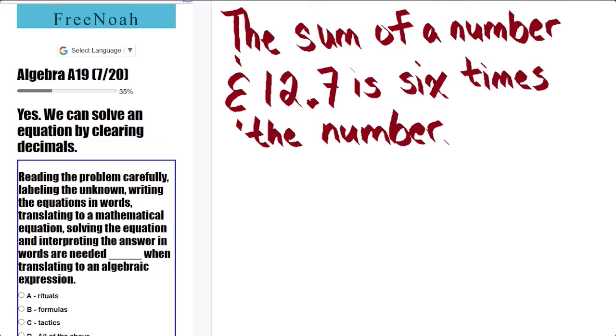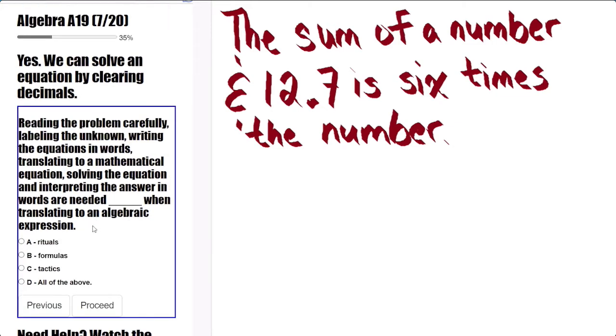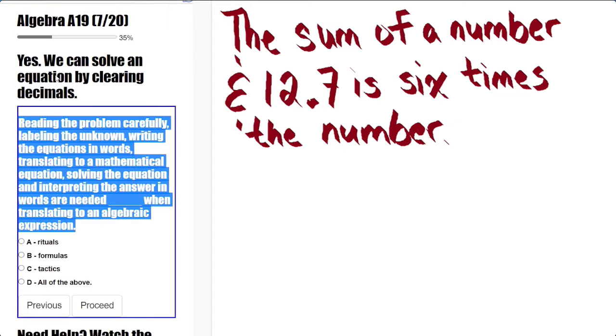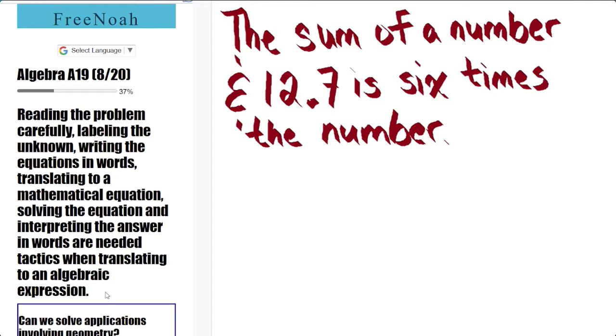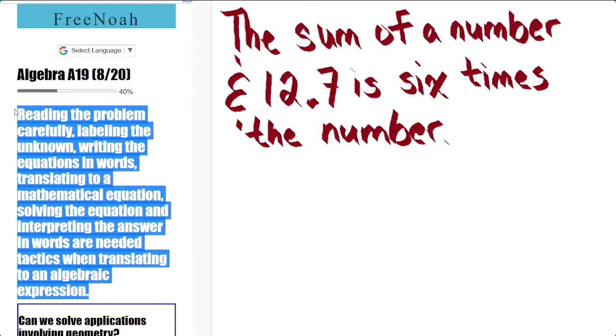Let's move along to question 7 here. Reading the problem carefully, labeling the unknown, writing the equation in words, translating to a mathematical equation, solving the equation, and interpreting the answer in words are needed blank when translating to an algebraic expression. So these are all tactics here to solving word problems. So here we have a word problem.